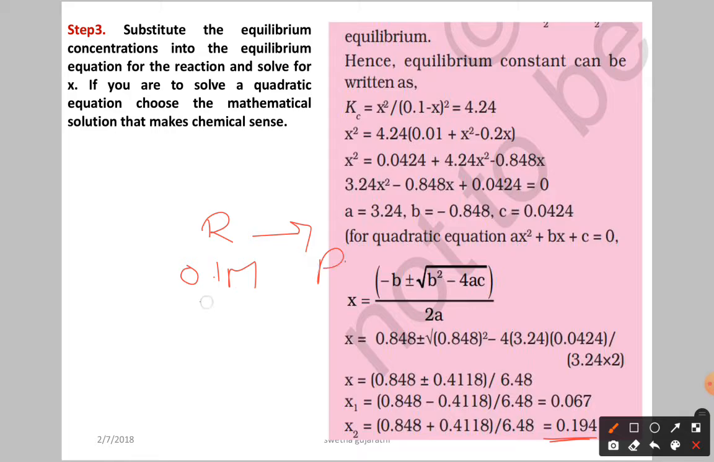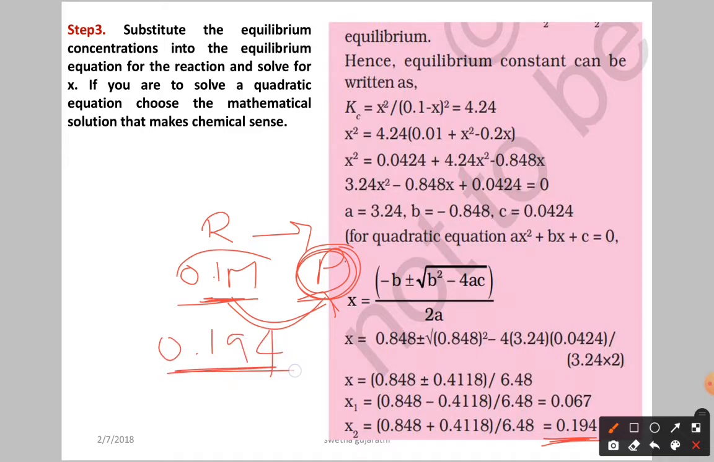Here we have the reactant 0.1 molar. The product should either equal 0.1 molar or be less than that, but it should not be more than 0.1 molar. Here we have 0.194, which is more than 0.1. So the product should not exceed the initial concentration, and we are going to exclude this value.